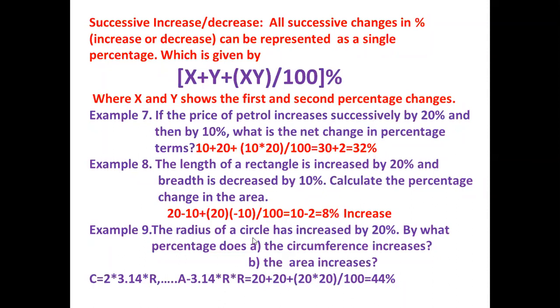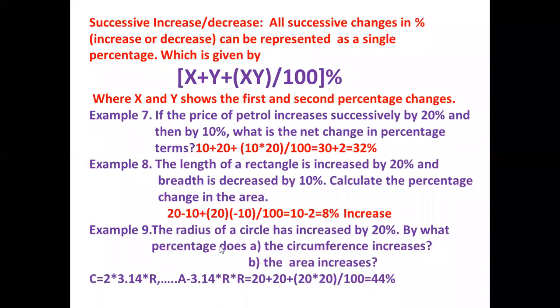So the next is, the radius of the circle has increased by 20%. By what percentage does the circumference increase? See, what is the formula of circumference? 2 into pi into r. So the first part you can solve easily. Of course, the answer will be 20%.